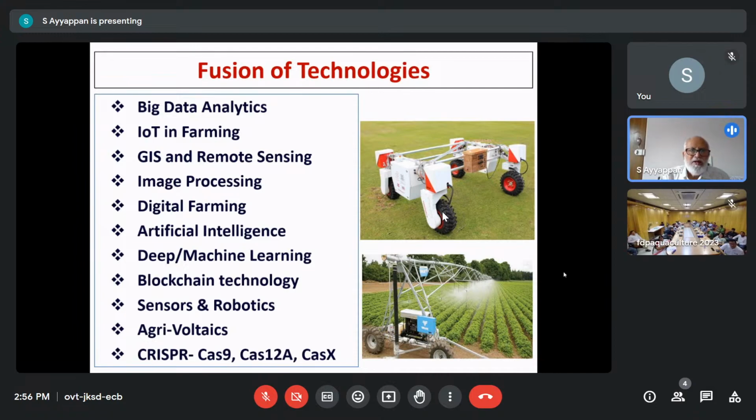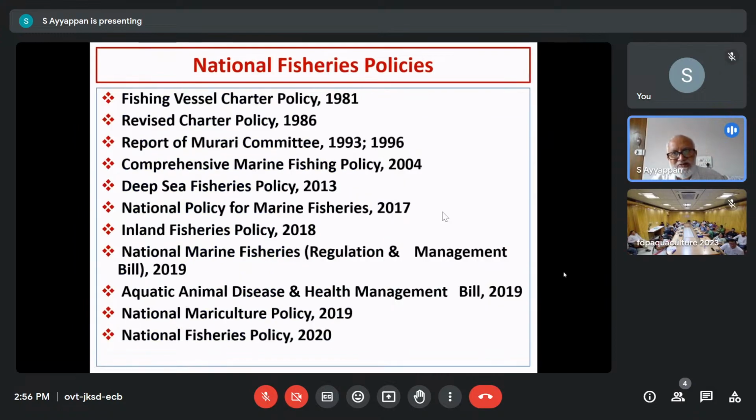And national fisheries policies over the years, last 40 years or so, these are the major policies. We had a charter policy, that is, chartering the deep sea fishing vessels. Then we had the marine fishing policy, deep sea fishing policy, and so on.